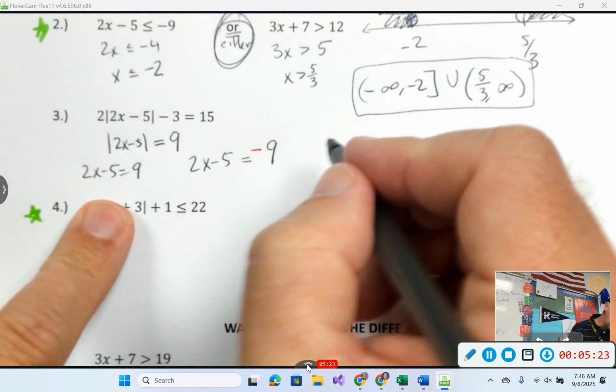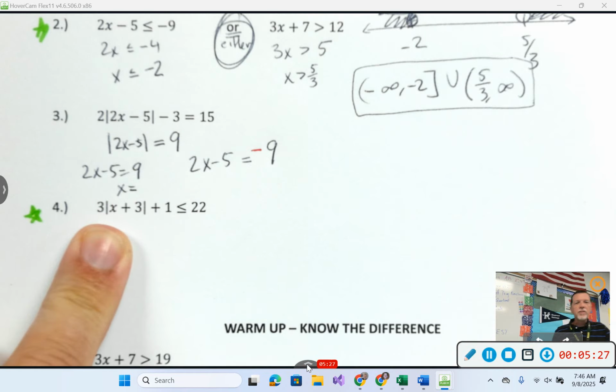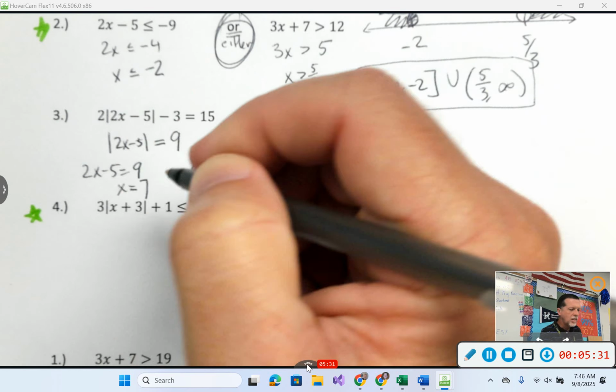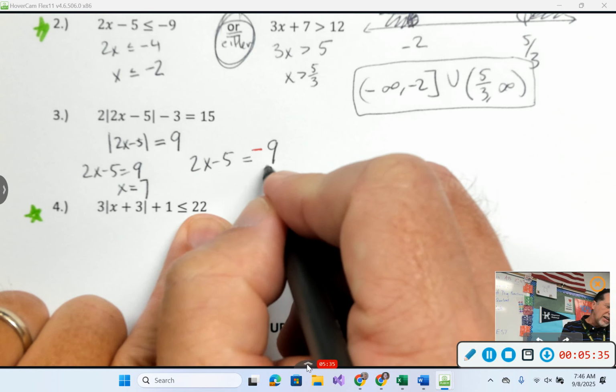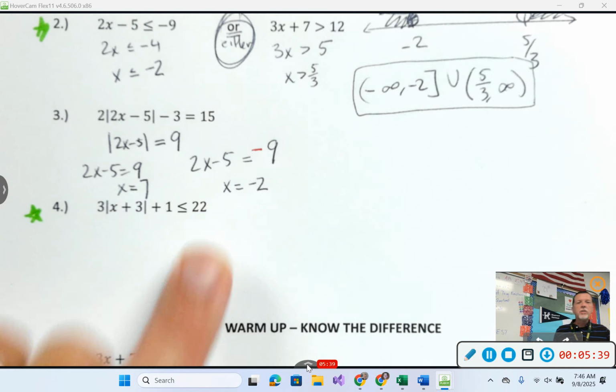So that means doing two steps at once here. Add 5, I get 14. Divide by 2, I get 7. Add 5, I get negative 4. Divide by 2, I get negative 2.